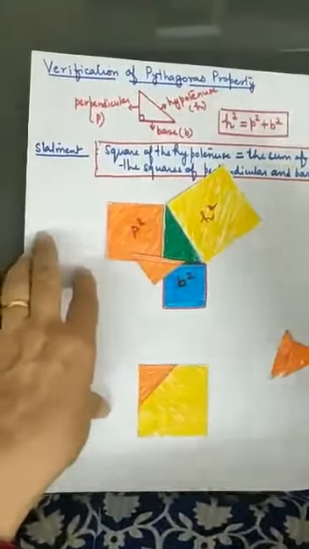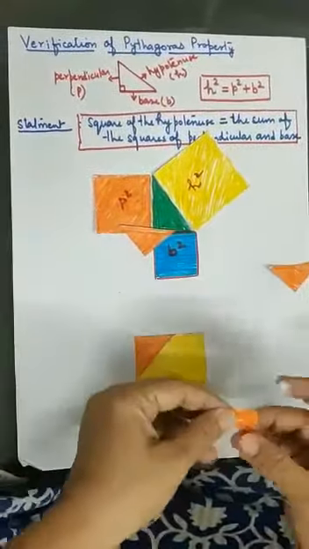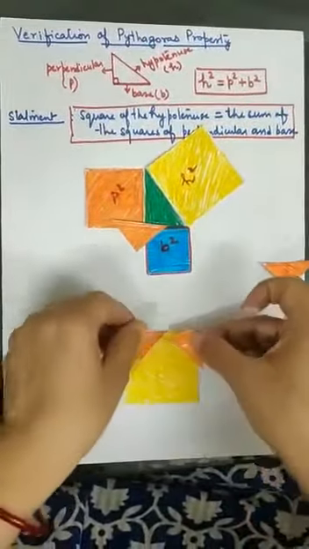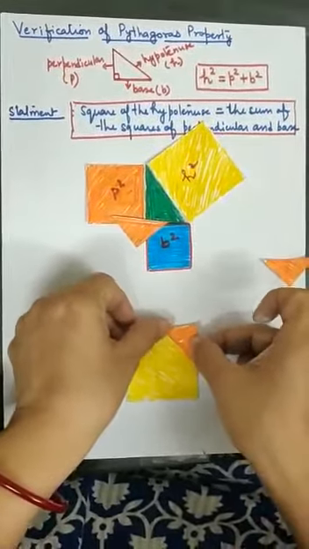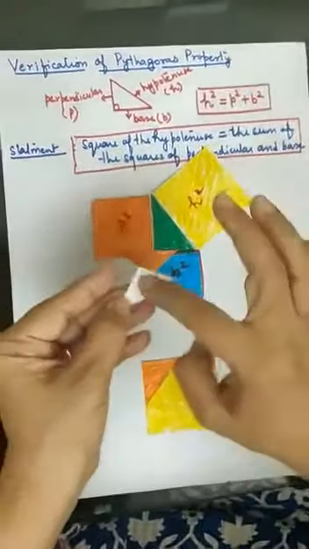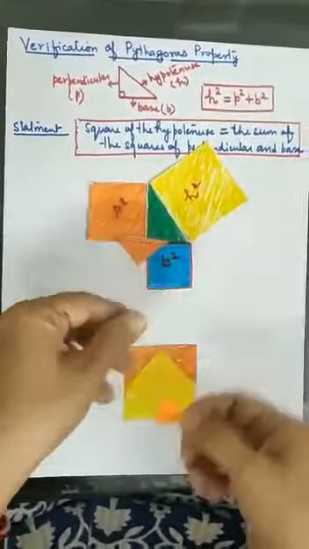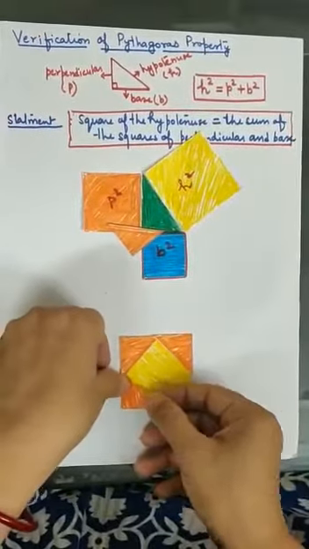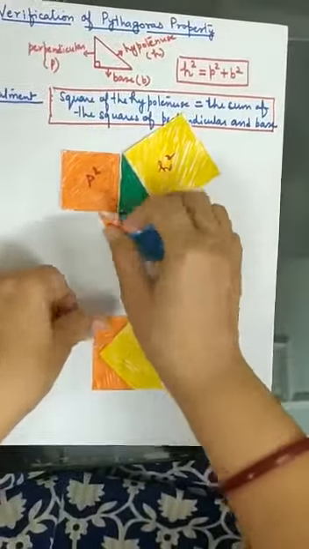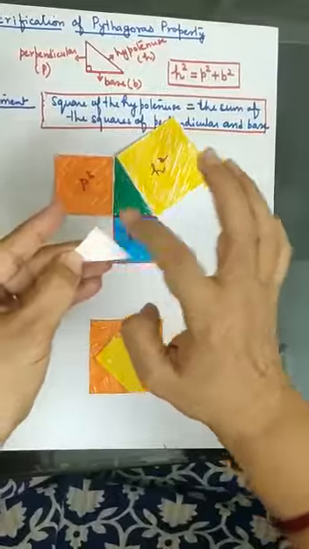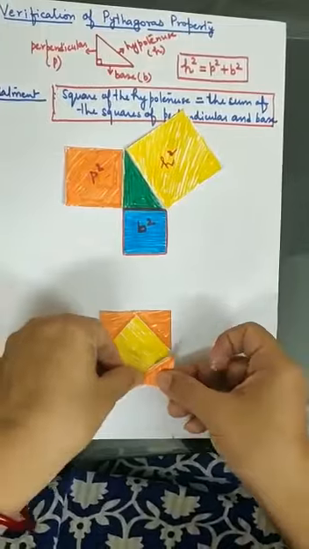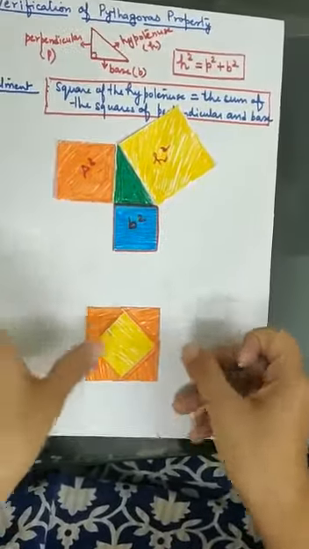Here, the second triangle. Here. Now the third triangle here and the fourth triangle. I place it here. Okay, so what does it mean?